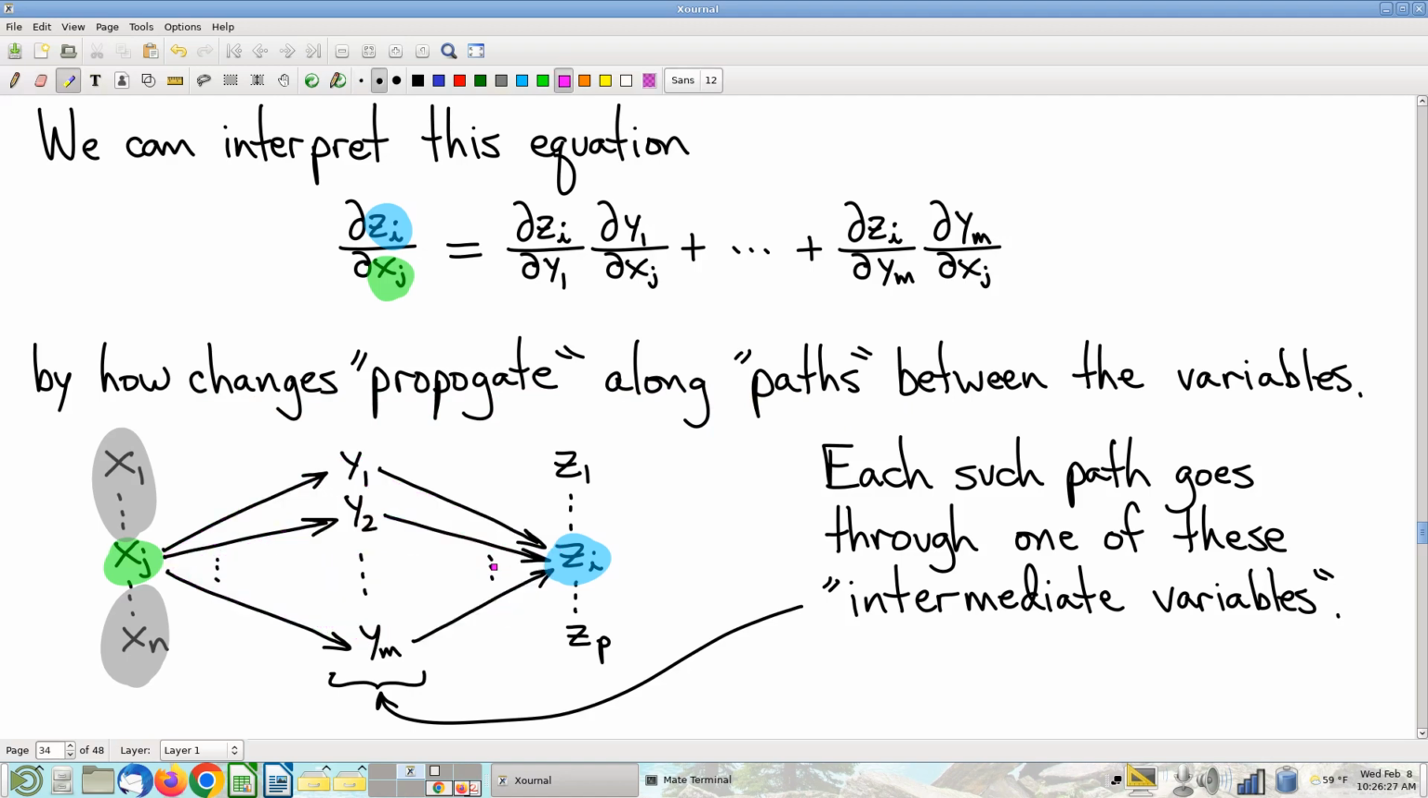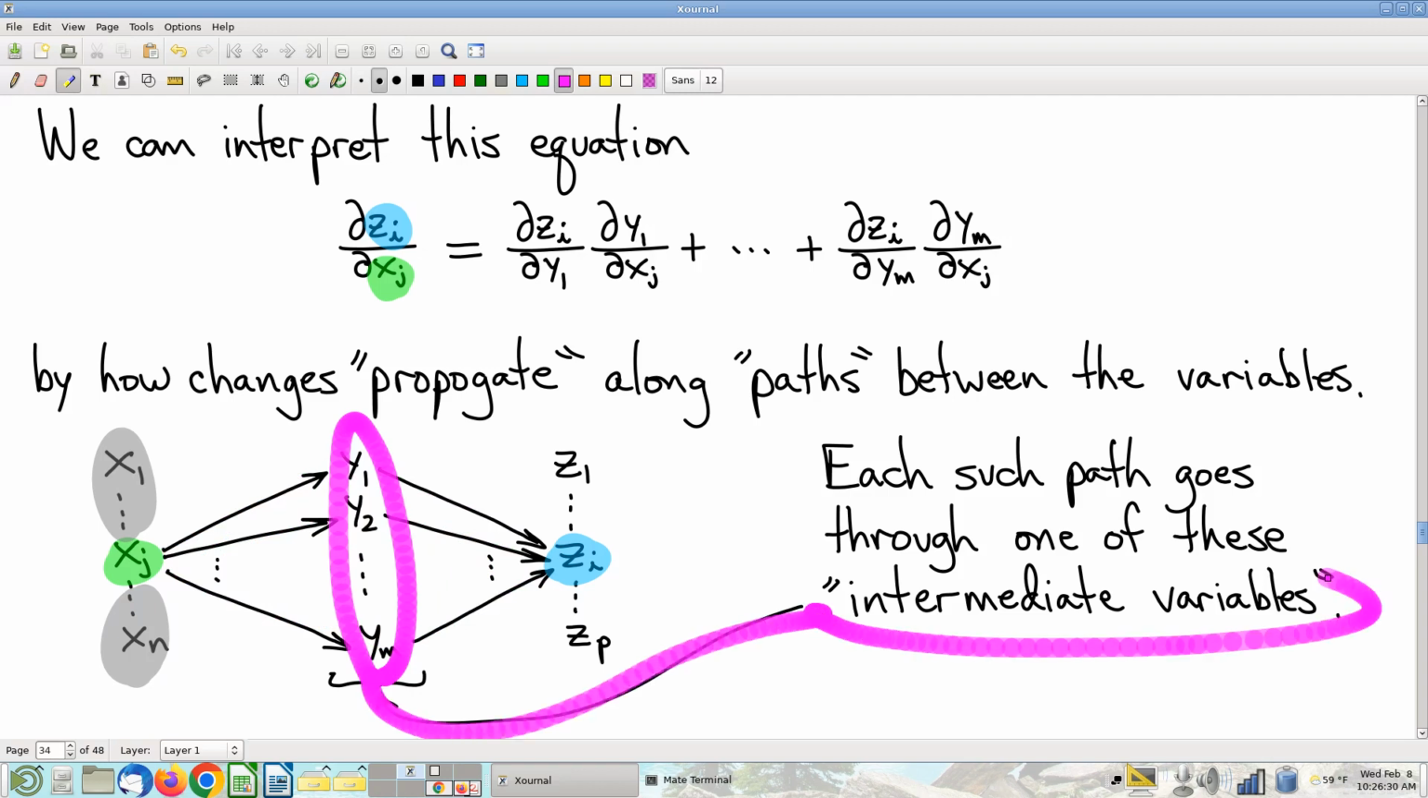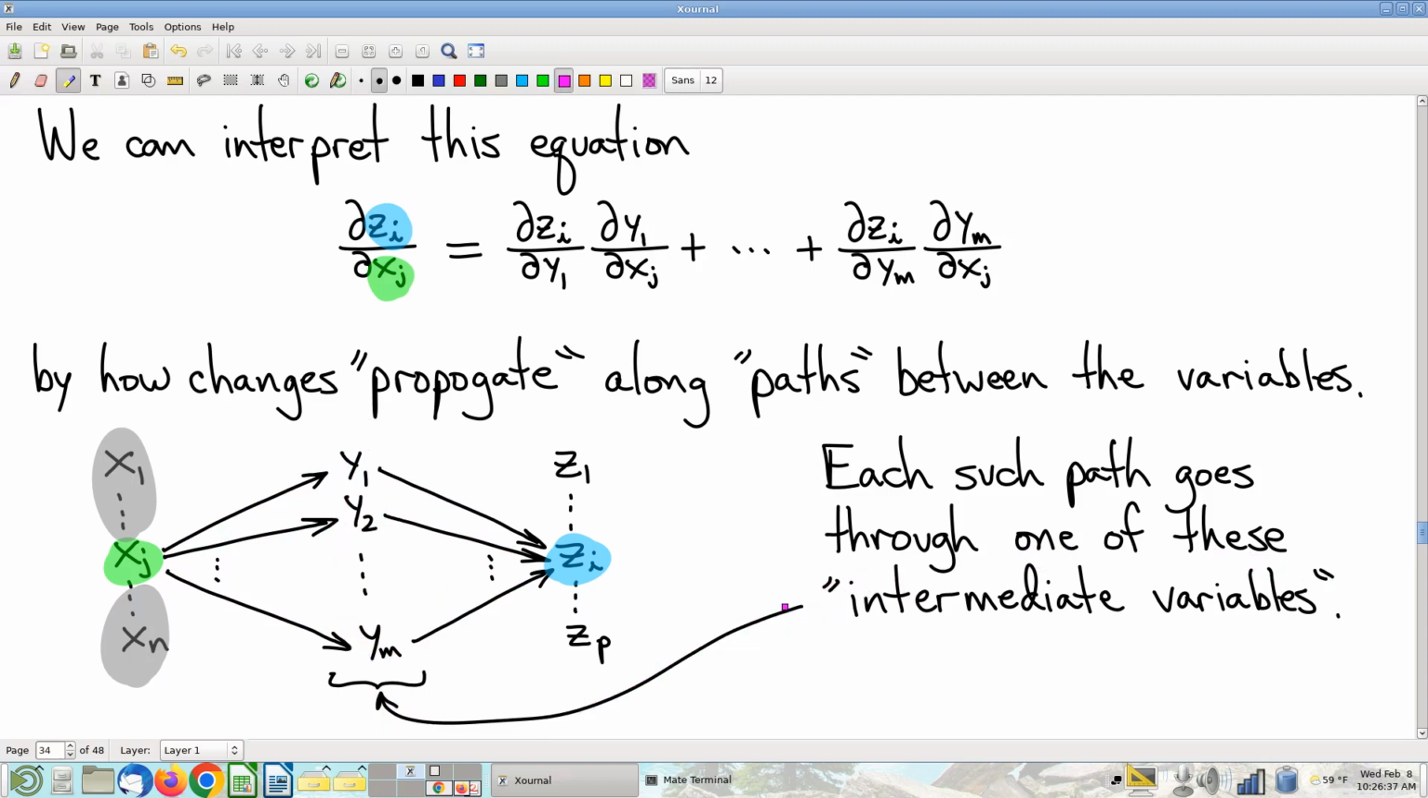Said differently, we have a bunch of different intermediate variables through which changes can propagate. And now let's try to figure out what each one of them means. Let's look at this first one. If I change Xj and then want to know how much Y1 changes as a result, that's a partial derivative. How much does Y1 change per unit change in Xj? That is described by that partial derivative. Said differently, the factor that you multiply by the input change to get the output change is that partial derivative.